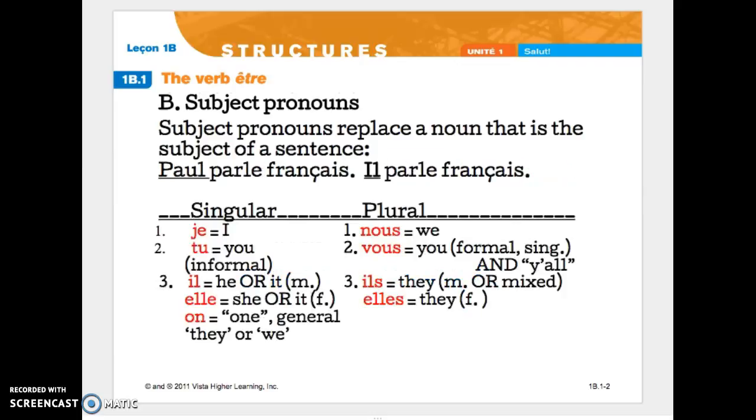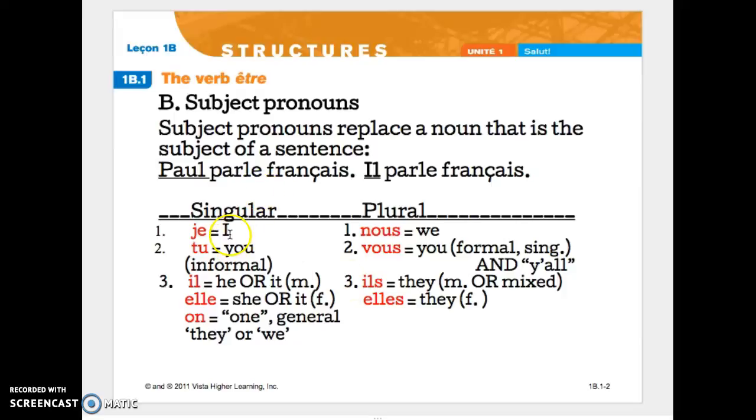On this slide, you see a sample of every single subject pronoun that exists in English and its French counterpart. The chart is divided into two parts. You have the singular side always on the left, and that will be consistent throughout your French learning, and the plural side on the right. Just like English, there's first, second, and third person singular, and also first, second, and third person plural.